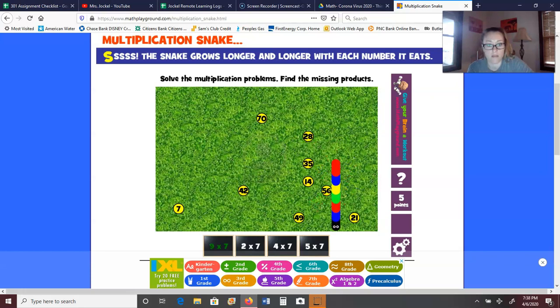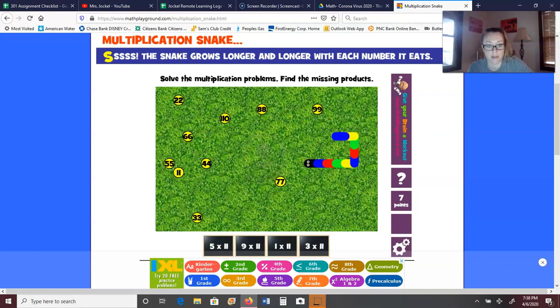Okay, 2 times 7 is 14. Thank God I hit a wall there. Wow, this is challenging. I can't imagine if he was going any faster. Ooh, we would be in trouble. All right, 4 times 7 is 28. Okay, got 28. 5 times 7 is 35.